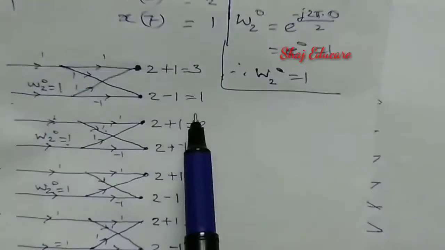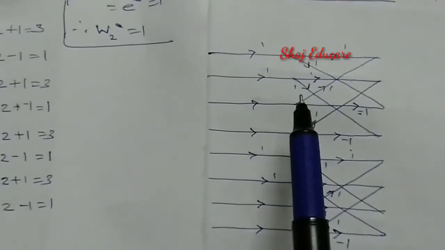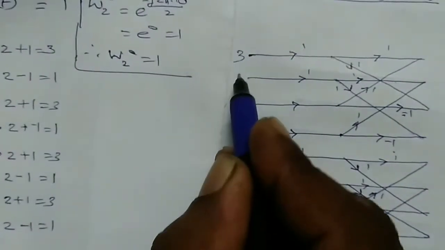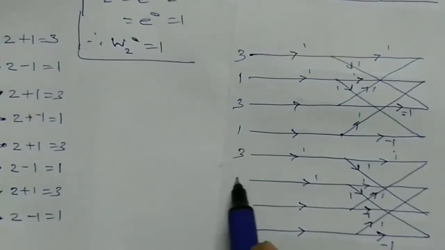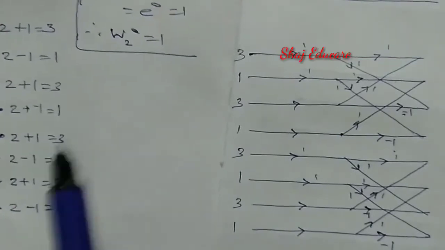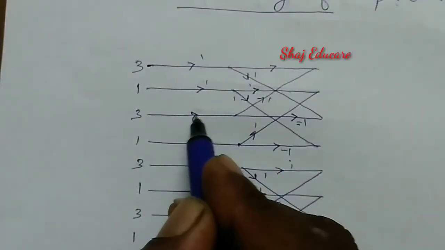This is the output we are getting after the first stage of computation. These things are going to be written over here: 3, then 1, and again 3, 1, 3, 1, 3, and 1. These are the inputs from the first stage. Okay. Now, what is here?